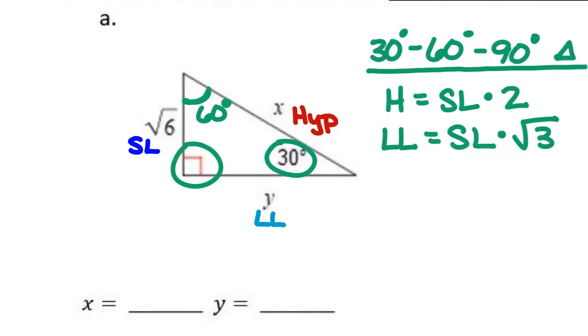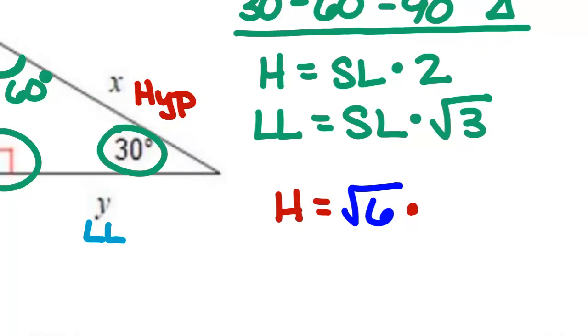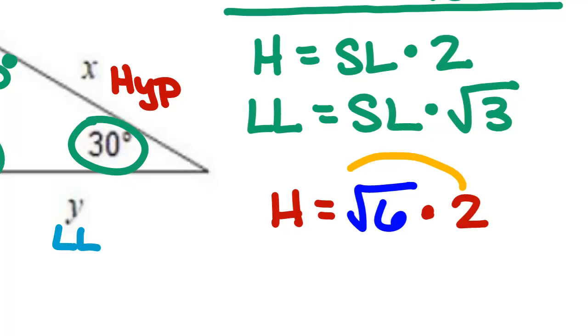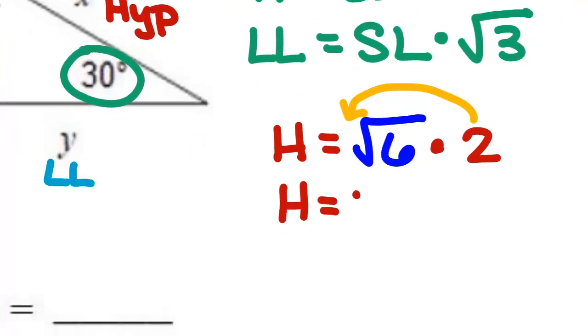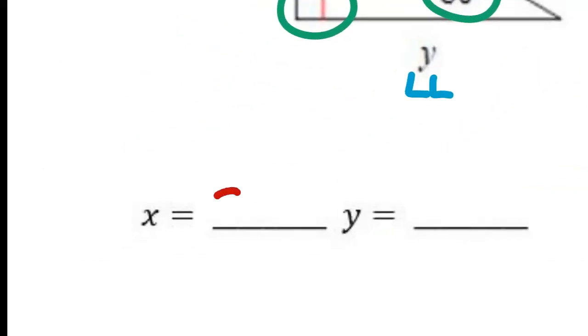So let's find that hypotenuse first. Hypotenuse is equal to my short leg, which is radical 6, times 2. Now, most of the time when we have a radical multiplied to a whole number, we don't put the multiplication sign in between them, but we also always put the whole number in front of the radical. So my hypotenuse would be 2 radical 6. And we are going to leave that in radical form. I'm not going to put that in my calculator.